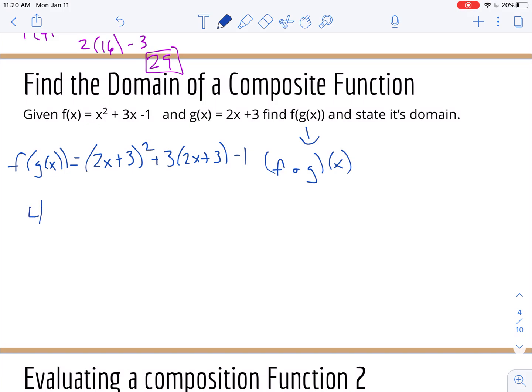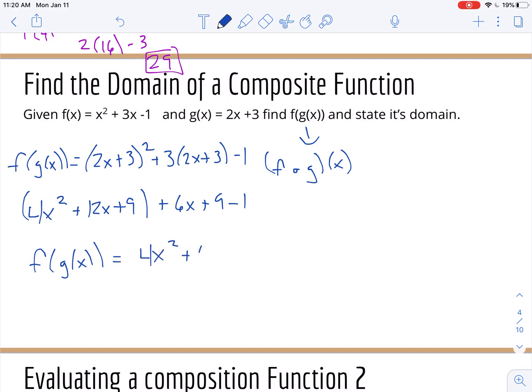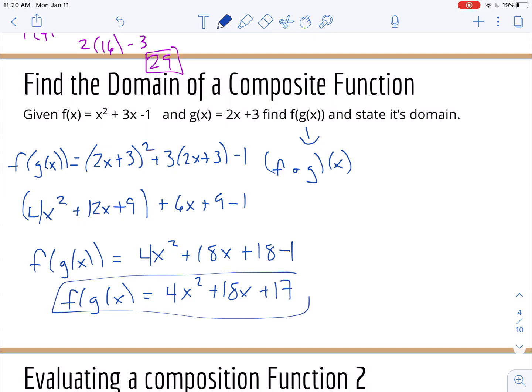So this is 4x squared plus 12x plus 9. That's when I square this. Plus 6x plus 9 minus 1. I combine these. So f of g of x is now combining my like terms. I've got 4x squared plus 18x plus 18 minus 1. So f of g of x is equal to 4x squared plus 18x plus 17. So that's what f of g of x is. I plugged my entire function of g of x into that x, and then I expanded as needed.